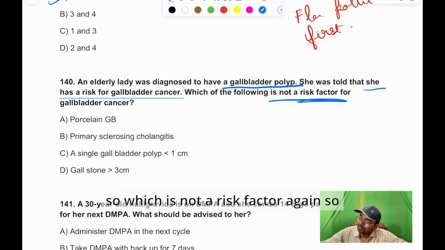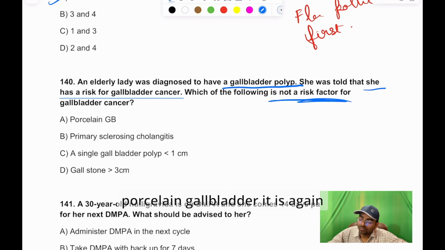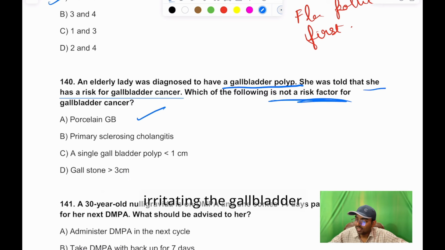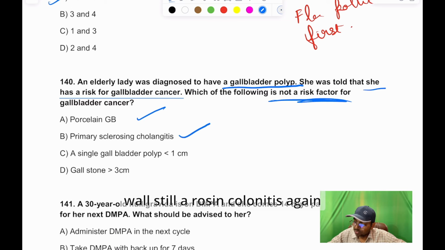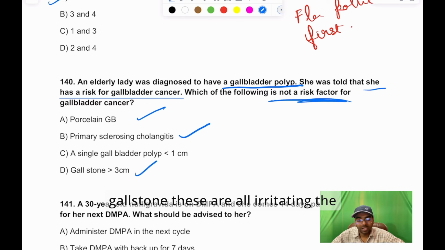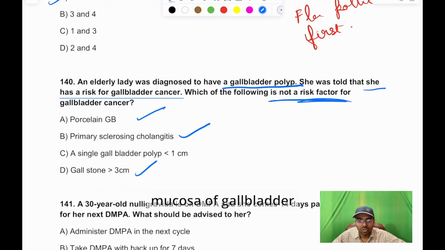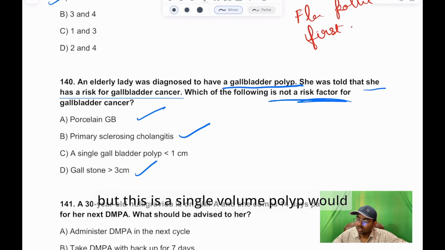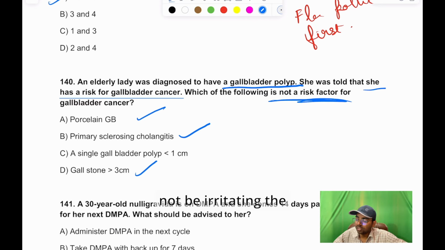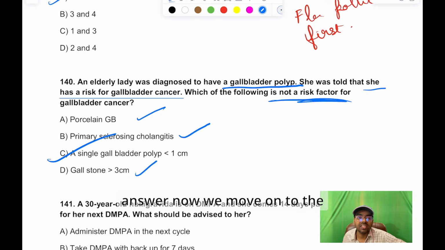So which is not a risk factor, again? Porcelain gallbladder is irritating the gallbladder wall. Sclerosing cholangitis and gallstones are all irritating the mucosa of the gallbladder, but a single polyp would not be irritating the membrane, and therefore this would be the right answer.